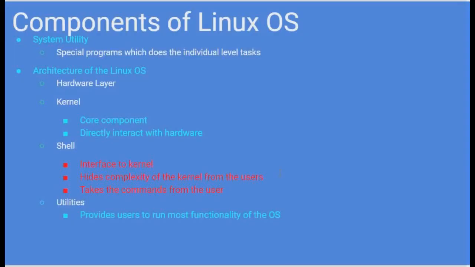If we talk about the architecture of the Linux operating system, the first thing is the hardware layer, where we have all the hardware. The second thing is the kernel. The kernel is the core component that directly interacts with the hardware. The third thing is the shell. The shell is the interface to the kernel. It hides all the complexity of the kernel from the users, and it takes the command from the user and does whatever the command is meant to do. And utilities are provided to users to run, and most of the functionality of the operating system is done by utility programs.